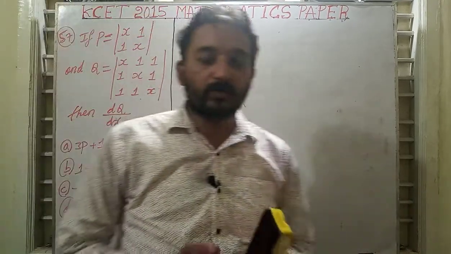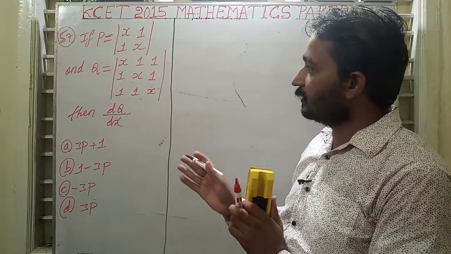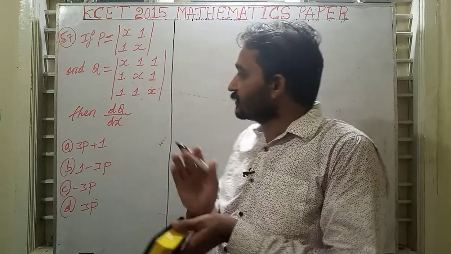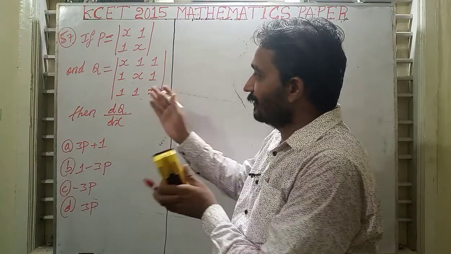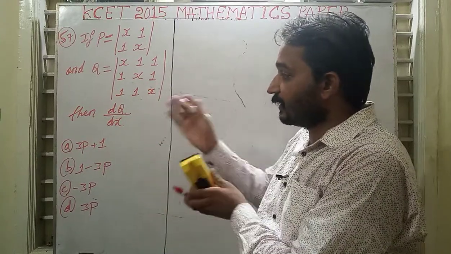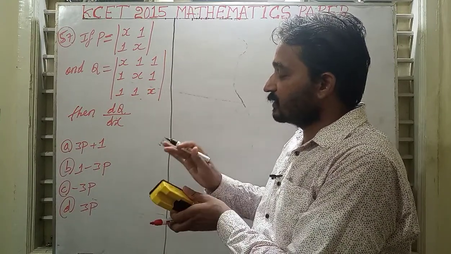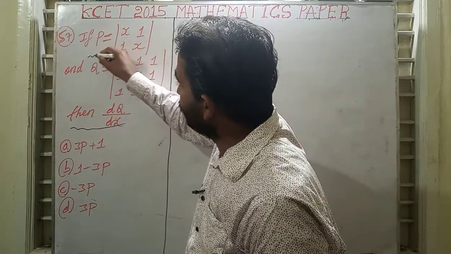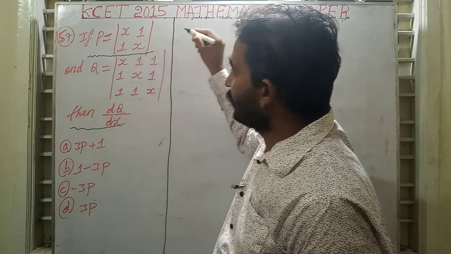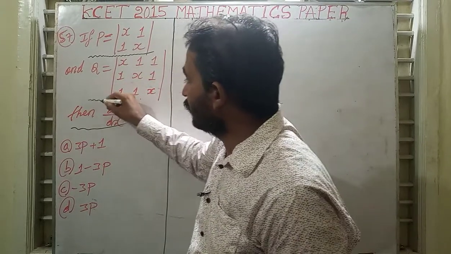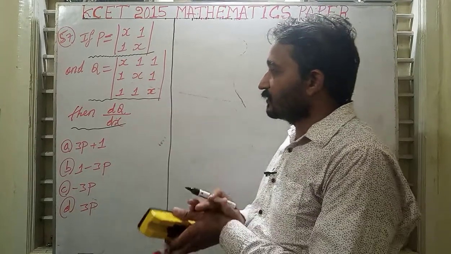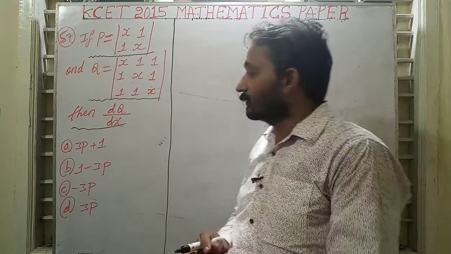So now let us move on to the next question, question number 57. This question is based on the chapter differentiation, but it is a mixture of both differentiation and determinant. Differentiation of determinant. In this case, the given data is that P is a determinant and Q is also given, and we have to find dQ by dx. So using the formula for differentiation of a determinant, we have to find dQ by dx.